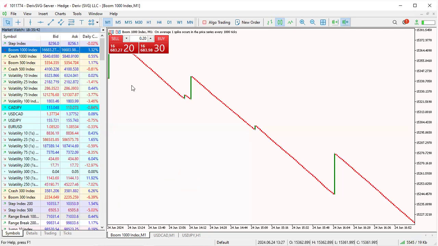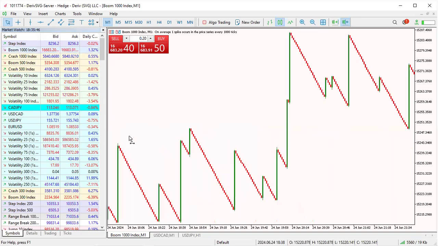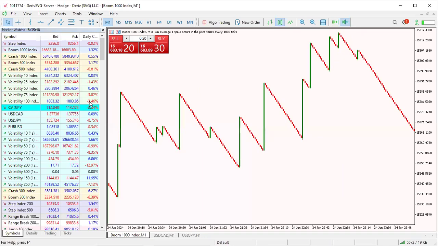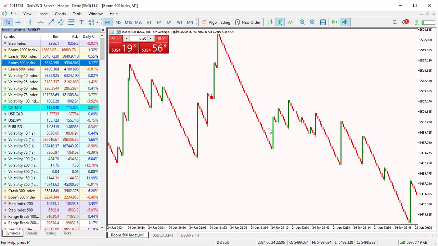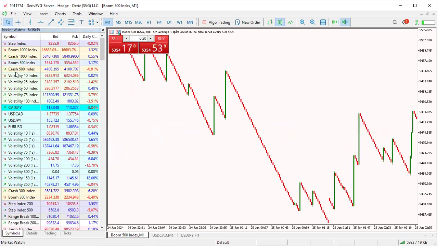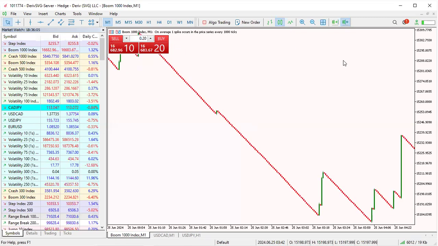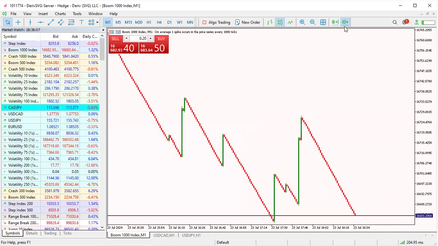Boom 1000. Boom has a few options. There is Boom 1000, then there is Boom 500 index with the same characteristics. Let's just give it time to load. And then, okay, so what usually happens with Boom, the reason it's so famous, Boom is famous for spikes, okay?